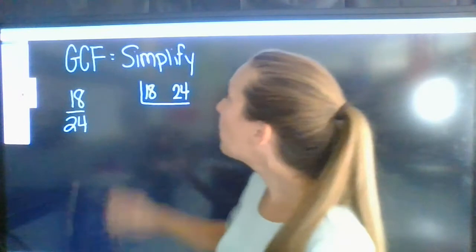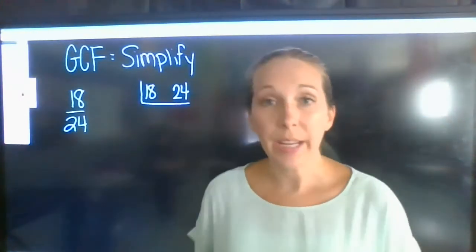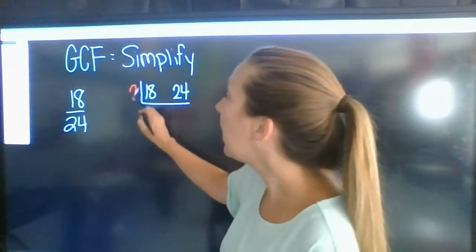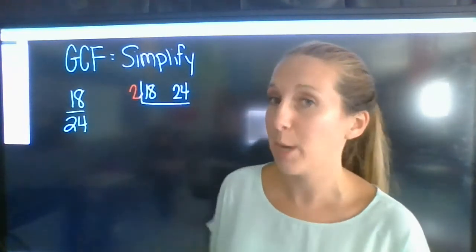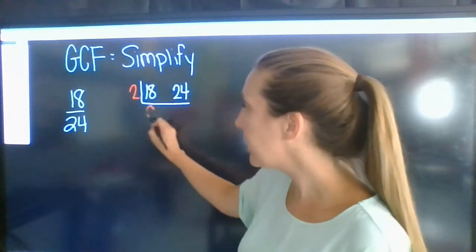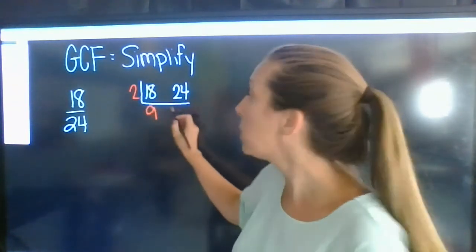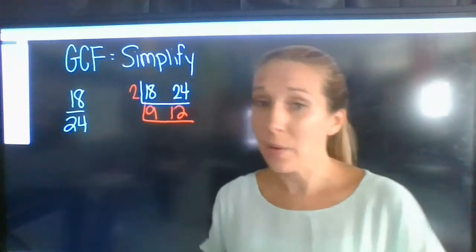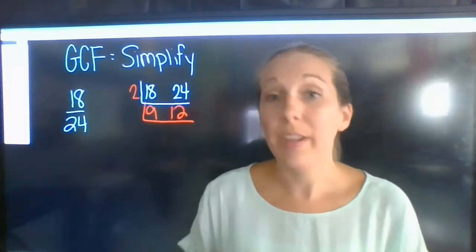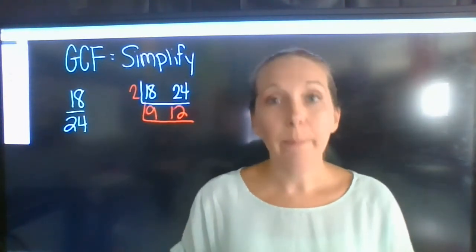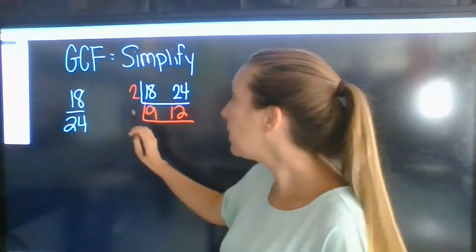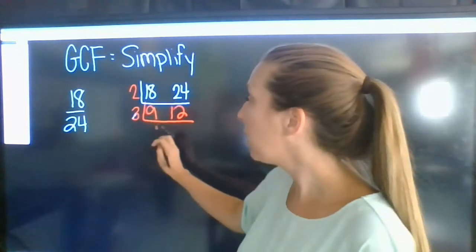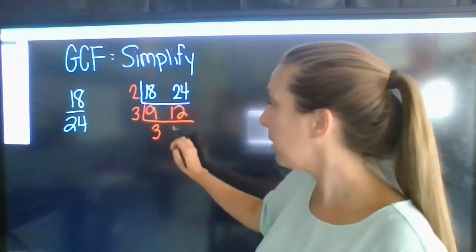So with GCF, that is simplifying. You are breaking it down to its simplest form. So we're going to use the ladder method again, and we're going to divide out a 2. 2 is our lowest prime number. 18 divided by 2 is 9, and 24 divided by 2 is 12. Then we can do the ladder method again because 2 can't go into 9 and 12, but 3 can go into both of them. So 3 is our next lowest prime number that will go into both. So 9 divided by 3 is 3, and 12 divided by 3 is 4.